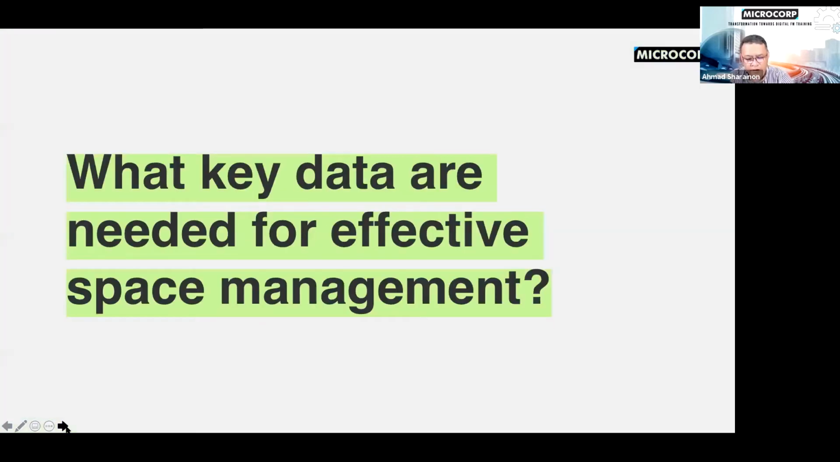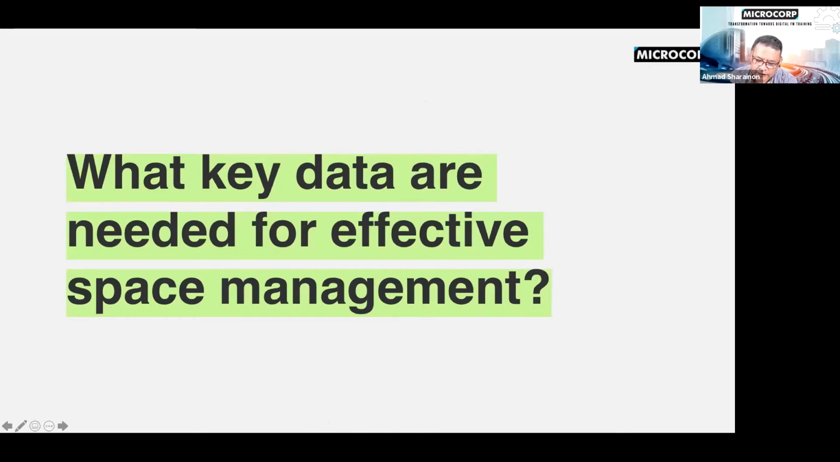Okay. Then another question. What are the key data needed for effective space management? So anybody would like to give some thought about it, or some ideas? Anybody would like to open the mic and give some thought about it? What are the data that are required? Nobody? Or shy? You can even type your answer or your thought in the chat, and I can read the chat while doing the talking.